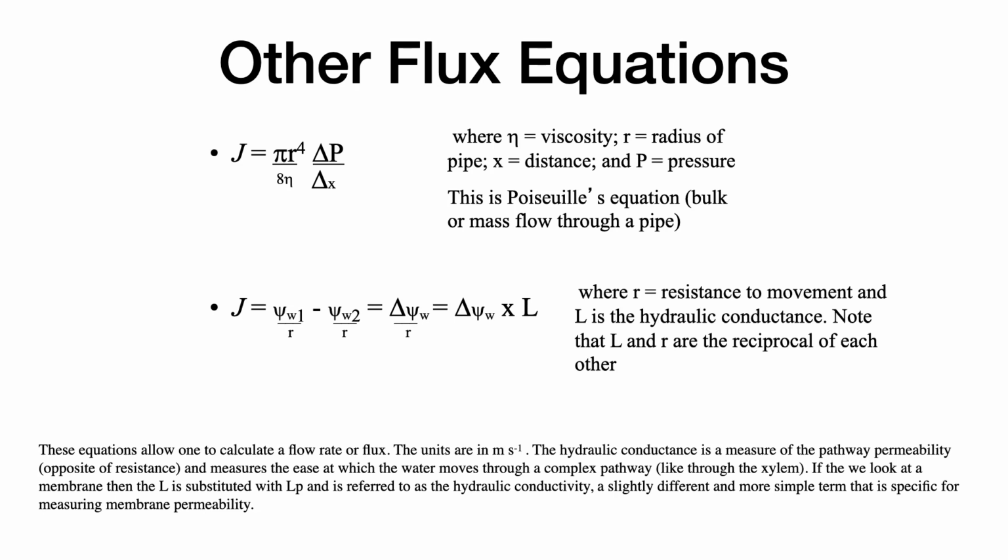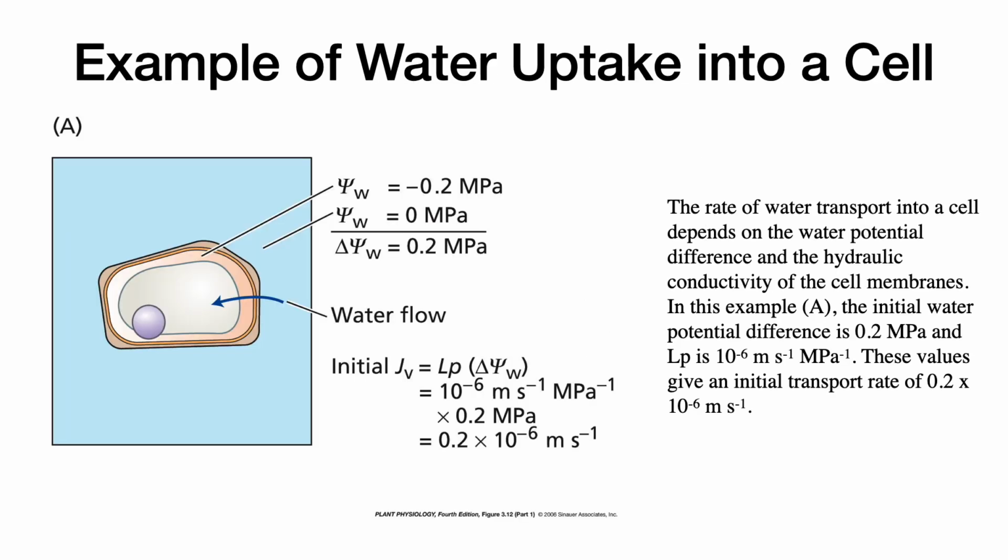If we look through a membrane, then the L is substituted for an L subscript P, which is referred to as the hydraulic conductivity. So it's slightly different from hydraulic conductance, but it's not really relevant or important here to go into those very technical differences. Okay, so let's run through an example before we end here of water uptake, so that you understand the principles of water movement across a membrane from outside of a cell into a cell.